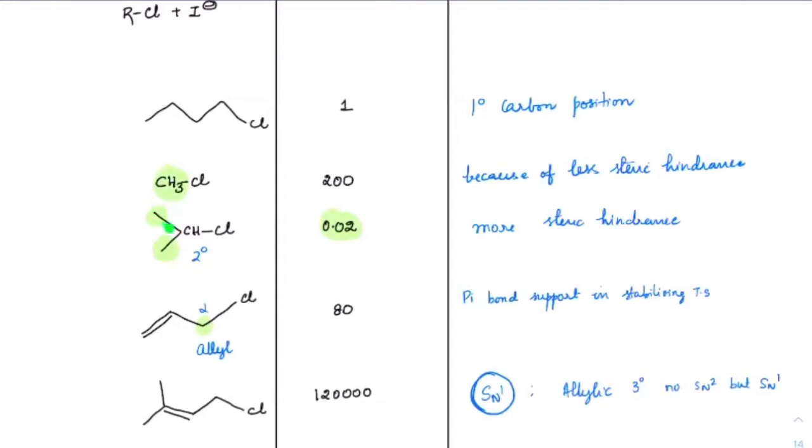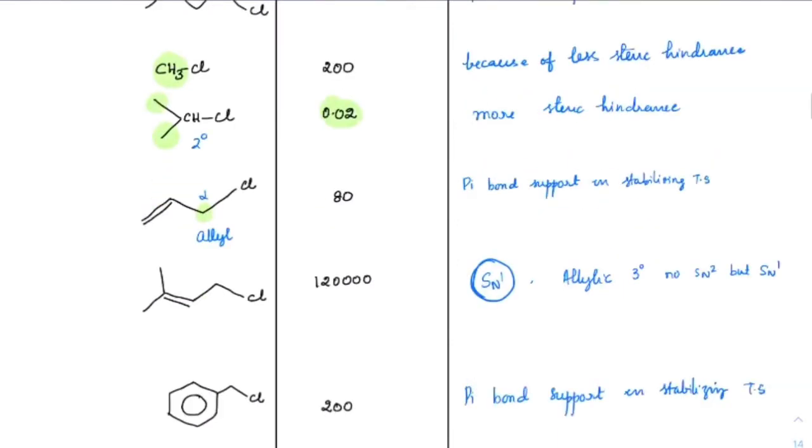Next, if it is a secondary position, the rate decreases drastically because of more steric factor. If it is at an allylic position, the pi bond would help to stabilize the transition state. Hence, you can see the rate has increased. If it is allylic with a tertiary carbon, then it does not go for SN2, it will go for SN1 reactions. And what those SN1 reactions are, we'll see in a while.